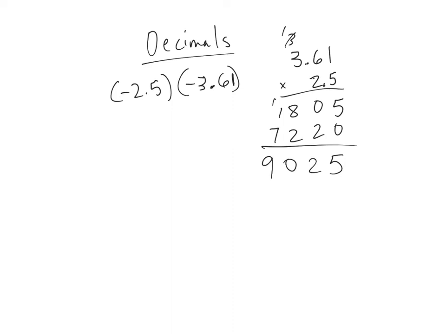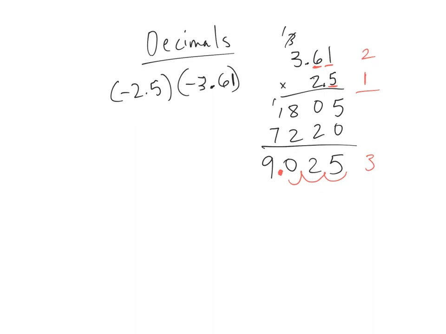Okay. And now I deal with the decimals. So I look at how many places are after the decimal point. Well, there's 1 on the bottom and 2 on the top, right? So I have 2 here and 1 here. So those added together would be 3. So I should move this over 3 places. 1, 2, 3. So the answer is 9.025.